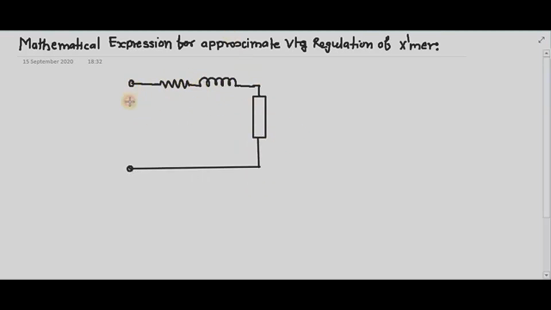So this will be your V1 dash, which is transferred on the secondary side, which is also equal to E2. On the secondary side the current is I2. Total effective resistance of the transformer referred to the secondary side is RT2. This is the total effective reactance of the transformer referred to the secondary side. And this is your ZL as it is, and this is your terminal voltage V2 across the load.